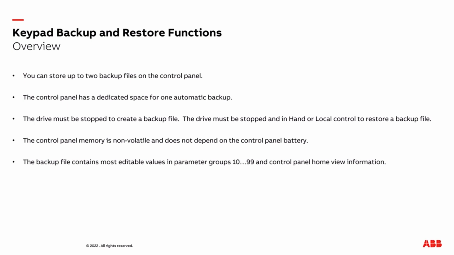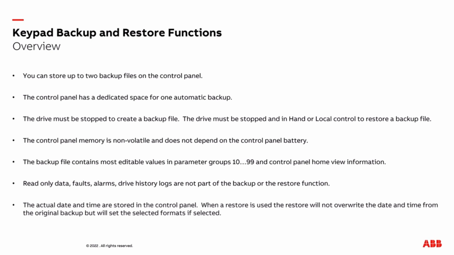The backup file contains most of the editable values from parameter groups 10 through 99 and the control panel home view information. Read-only data, faults and alarms, drive history logs are not part of the backup or the restore function. The actual date and time is stored on the control panel. When you restore, you will not overwrite the date and time from the original backup, but will set the formats if selected.